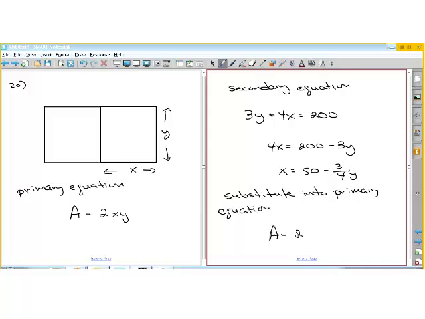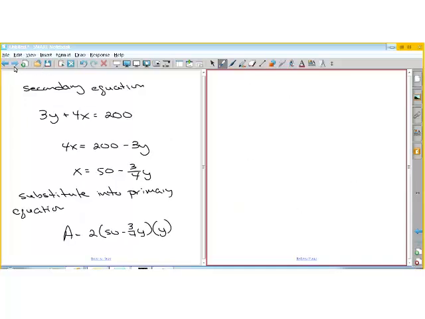So we get A is equal to 2x, where x is (50 - 3/4 y) times y. So x is this and y is y. So now we have the primary equation in terms of just y. So let's go ahead and multiply it out completely.